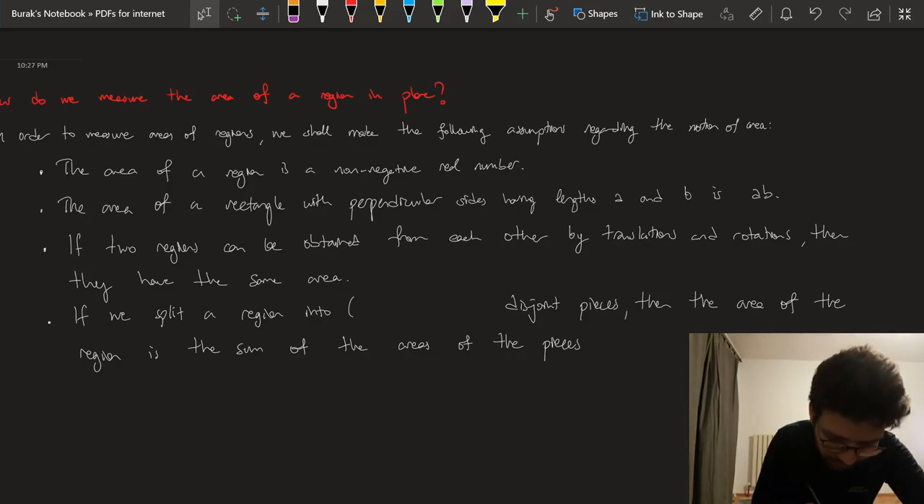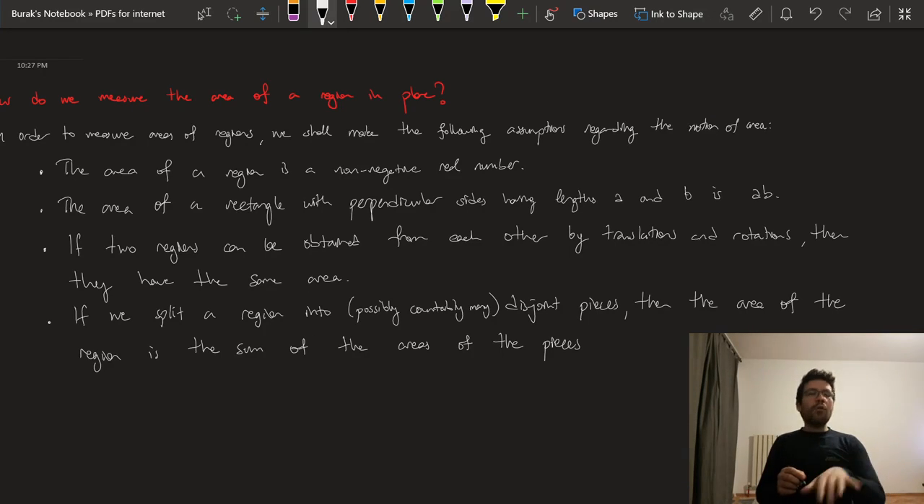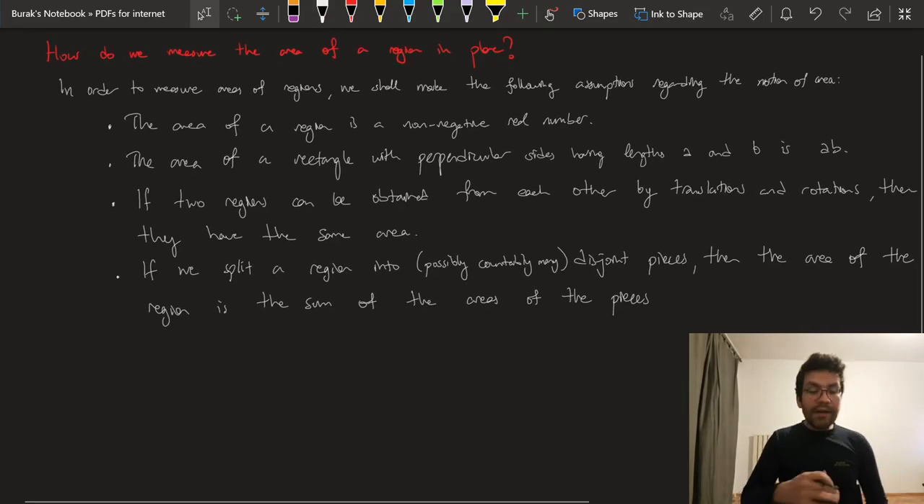So if you split a region into possibly countably many pieces. So it doesn't matter what the phrase in the parentheses means. I'm just writing that so that what I write would be technically correct. So if you don't know what that is, you can simply ignore it, okay? So these are my assumptions.